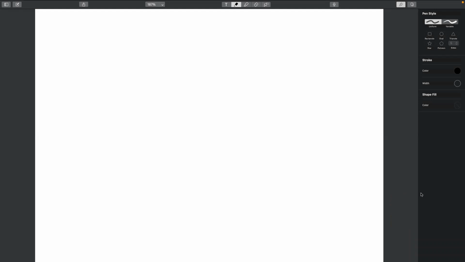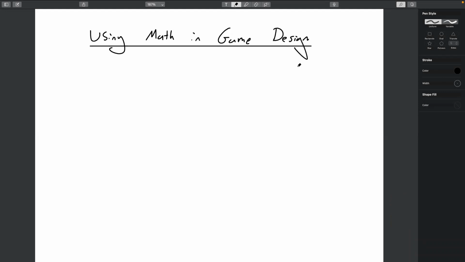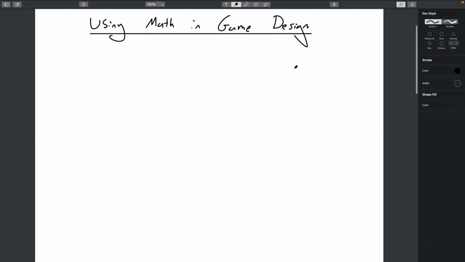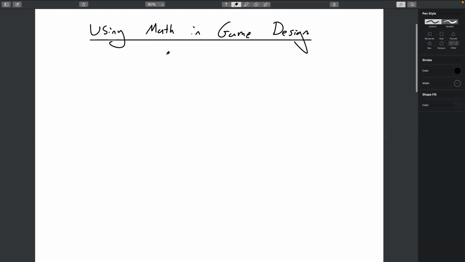Hello, everyone. So I'm going to be giving a talk about, tell me if you can see this, using math in game design. Can everyone read that? All right. Okay, great. And there are many examples of where some surprisingly sophisticated mathematics is useful in designing games.